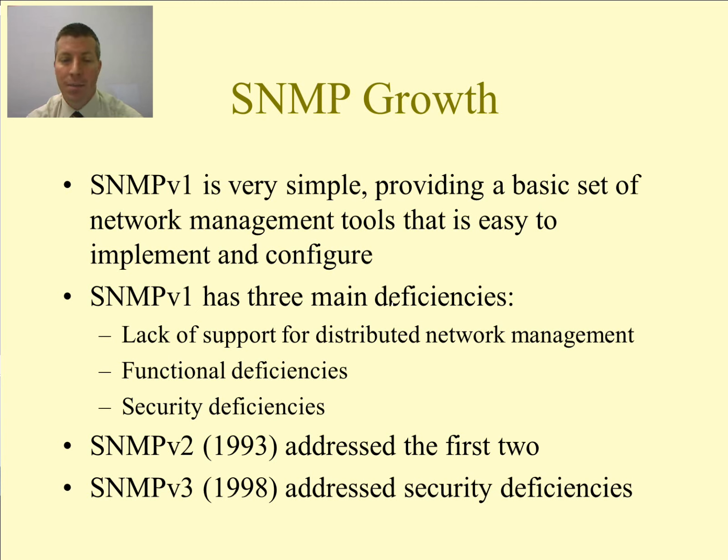internet, SNMP version 1 didn't have any security built into it, so it made it very difficult for you to have secure networks and still be able to monitor it with SNMP. There were some functional deficiencies and there were security deficiencies. There was no security built into SNMP version 1. So version 2 came out in 1993 and addressed the lack of support for distributed network management and functional deficiencies. And then SNMP version 3 came out in 1998, and that's where we finally put security into our SNMP.